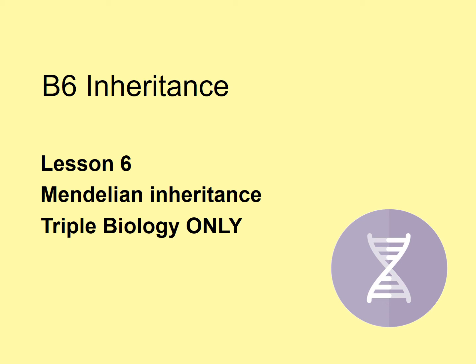Hello, welcome to Lesson 6, Biology Topic 6, Inheritance. This lesson is about Mendelian inheritance and is only appropriate for students on triple science studying triple biology. If you are on the combined science pathway, you can miss this lesson out and move straight to Lesson 7.